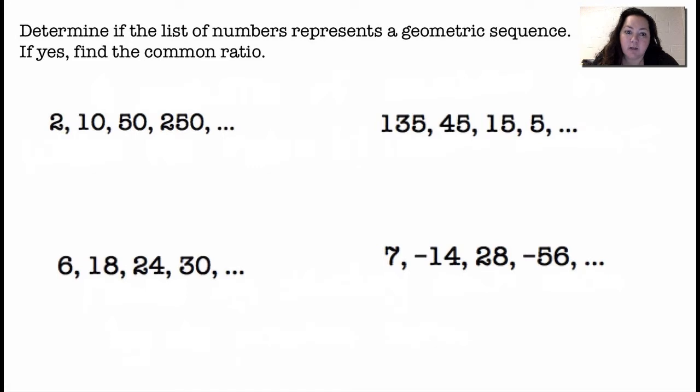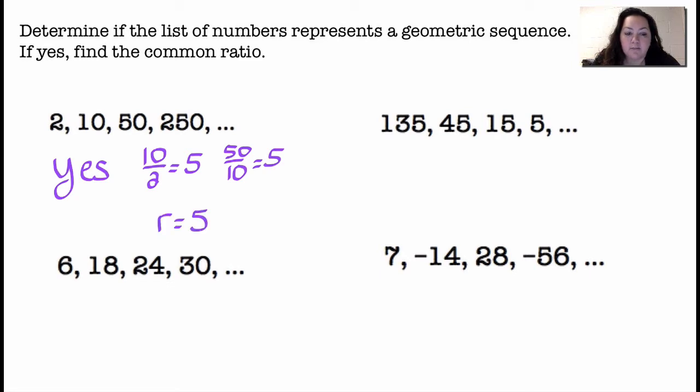All right, so for the first four questions, determine if the list of numbers represents a geometric sequence. If yes, find the common ratio. So this first one is yes, and to check it, I'm going to take the second term and divide it by the first. So 10 divided by 2 is 5. Then I'm going to check it with the third term divided by the second. That also gives me 5. So it's changing at a constant rate. So r is 5.